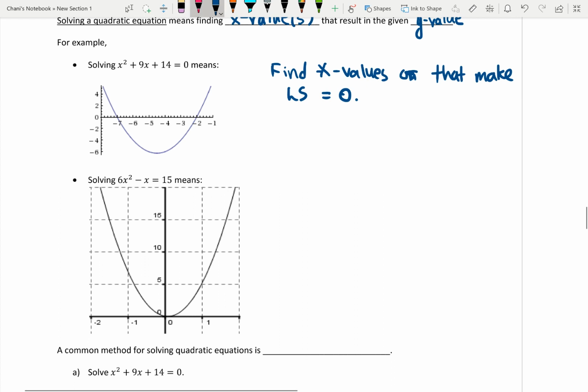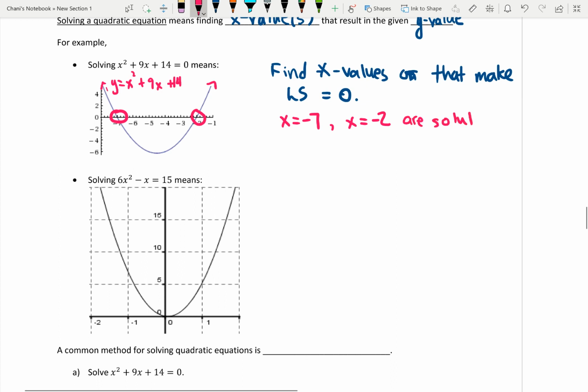So if we look at this graphically, this is the parabola where its relation is y equals x squared plus 9x plus 14. So solving where it equals 0 is equivalent to finding those x values that are where y equals 0. So in this case, x equals -7 and x equals -2 are both solutions.